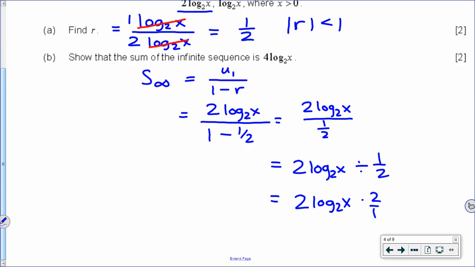So this ends up just being 2 times 2, which is 4 log base 2 of x. That's what we were asked to show. So now we have shown that that is the sum for log base 2 of x.